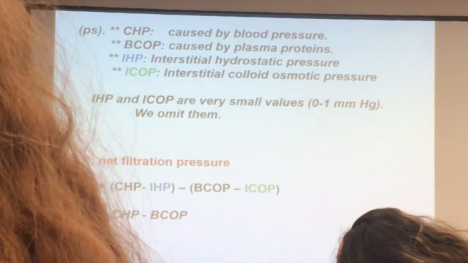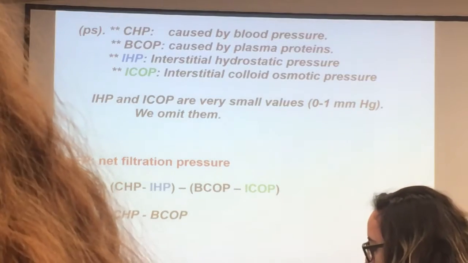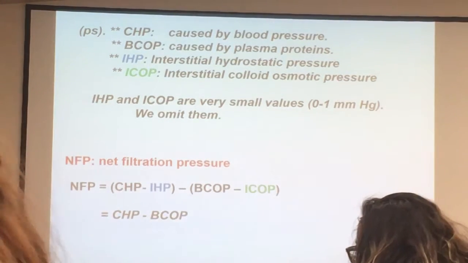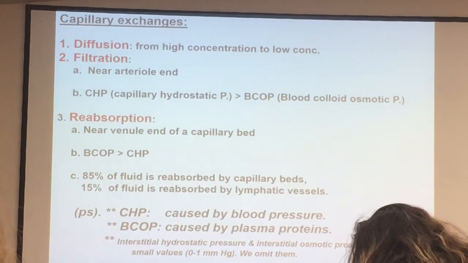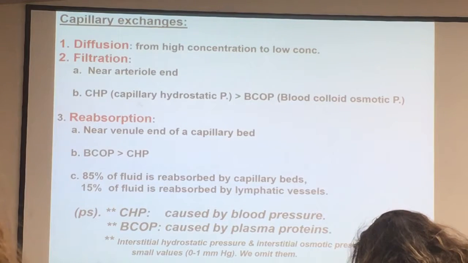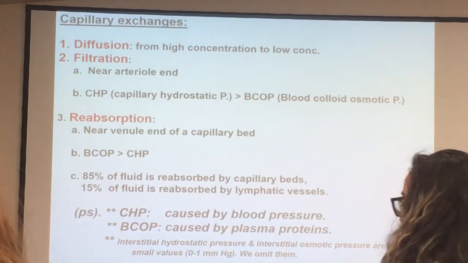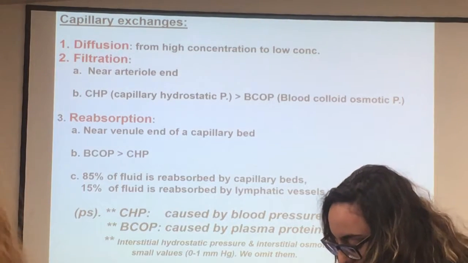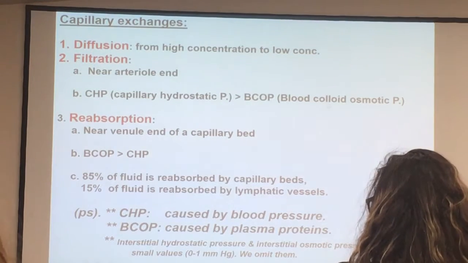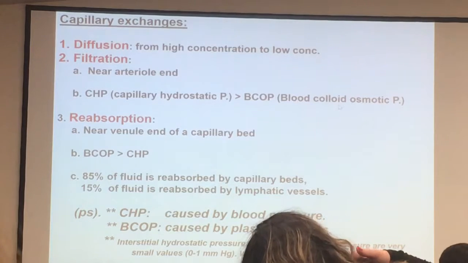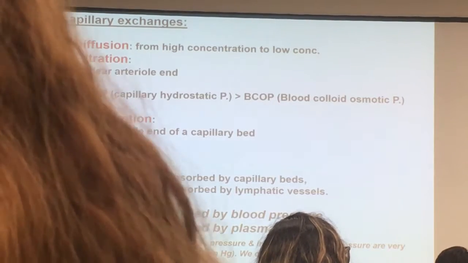Actually, we had two kinds of pressure. We call it CHP, capillary hydrostatic pressure. Okay. CHP, capillary hydrostatic pressure, that means blood pressure, in the beginning 35. And BCOP, blood colloid osmotic pressure, that means protein, the concentration there. Okay, so we call it BCOP.